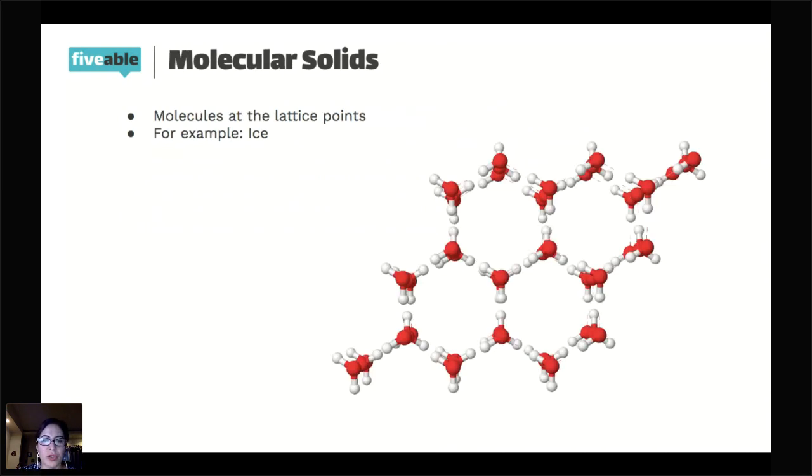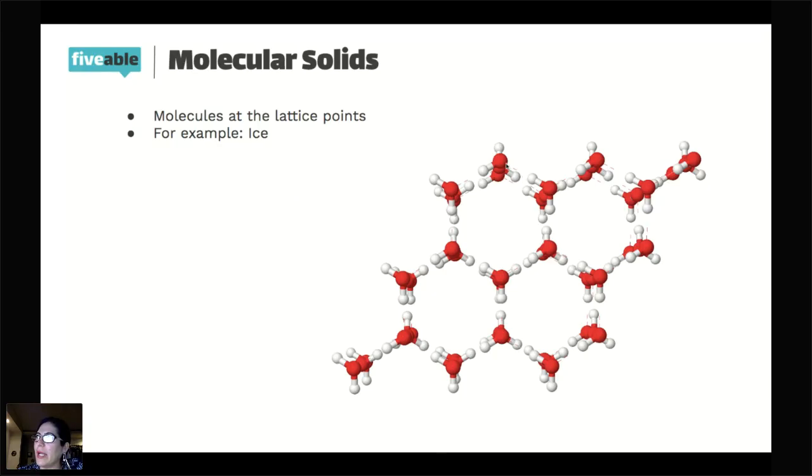Okay, we're going to switch to molecular solids. Molecular solids, as the name says, have molecules at the lattice points. Remember, ionic solids have ions on the lattice points. Now we have molecules, so covalent compounds will be on the lattice points. For example, ice. In ice, we have molecules of water at the lattice points. So remember, this is an oxygen atom attached to two hydrogens. And now we do have intermolecular forces acting on them because this is a covalent compound.